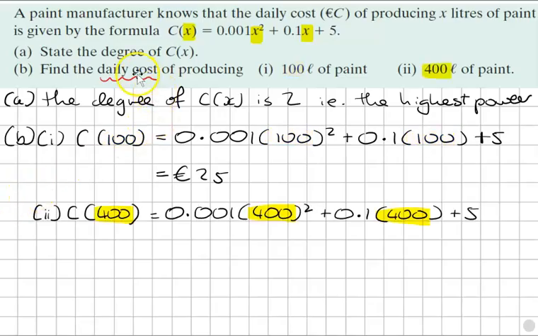Next, we want to figure out the daily cost of producing 400 litres of paint. So this is done in the exact same way. So we replace each of those x's again with brackets, and this time we put 400 into the brackets, into the calculator, and we get €205. So the daily cost of producing 400 litres of paint is €205.